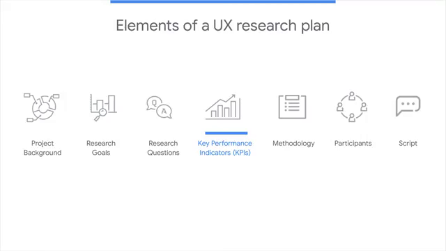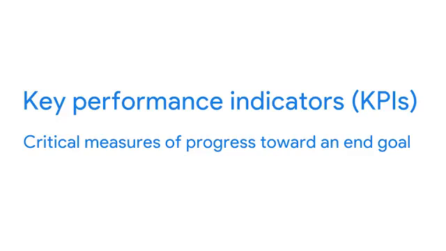Welcome to the world of key performance indicators, the fourth element in a research plan. When conducting research, you'll want to have a way to measure the effectiveness of your product or prototype. For this, we use key performance indicators, or KPIs. These are critical measures of progress toward an end goal.